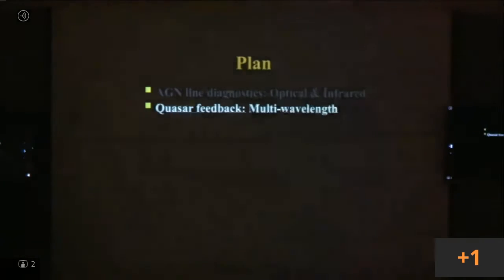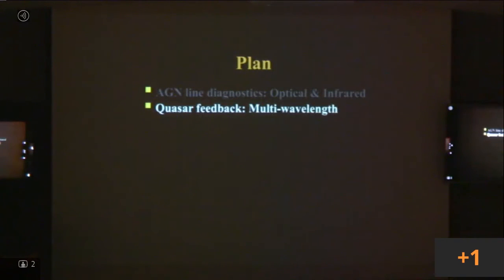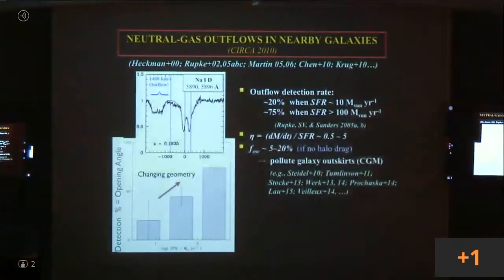Okay, so let me talk a little bit about quasar feedback. So we're using what we learned from the mid-infrared, this AGN fraction, and trying to apply it to the issue of whether or not the quasar is affecting the host. And so go back in time a little bit. We now know that the neutral gas in the system and also the molecular gas, about 5 to 10% of it, is actually highly disturbed. It's not just rotating, it's outflowing, or it's just turbulent.